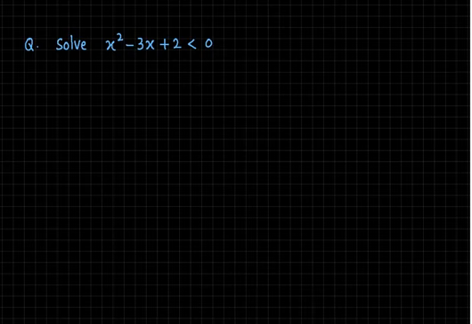Now this is not a linear inequality, but it is still an inequality, and it is a quadratic inequality because it has a quadratic polynomial on the left side. Looking at this particular quadratic polynomial, we can easily factorize it, and you know how to factorize a quadratic. Here we get (x minus 1)(x minus 2) is less than 0.